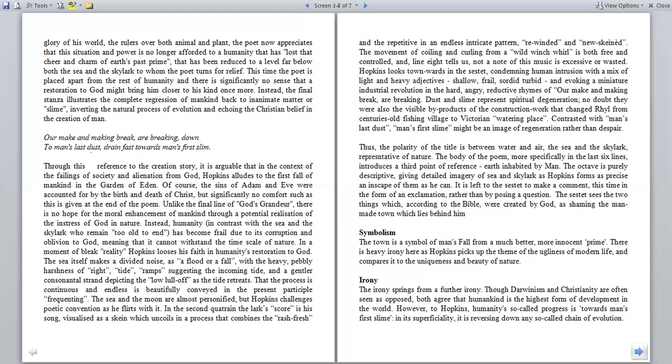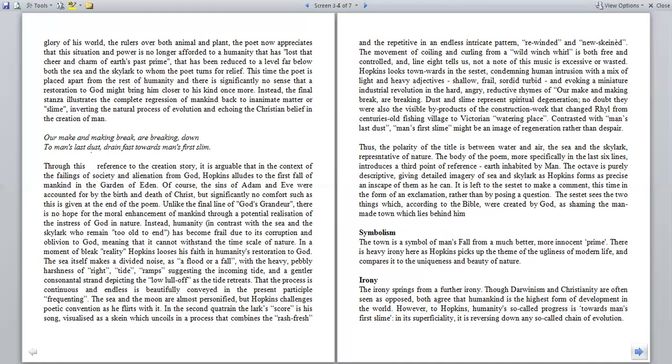Unlike the final line of "God's Grandeur", there is no hope for the moral enhancement of mankind through a potential realization of the interest of God in nature. Instead, humanity, in contrast with the sea and skylark who remain "too old to end", has become frail due to its corruption and oblivion to God, meaning that it cannot withstand the time scale of nature. In a moment of bleak reality, Hopkins loses his faith in humanity's restoration to God.